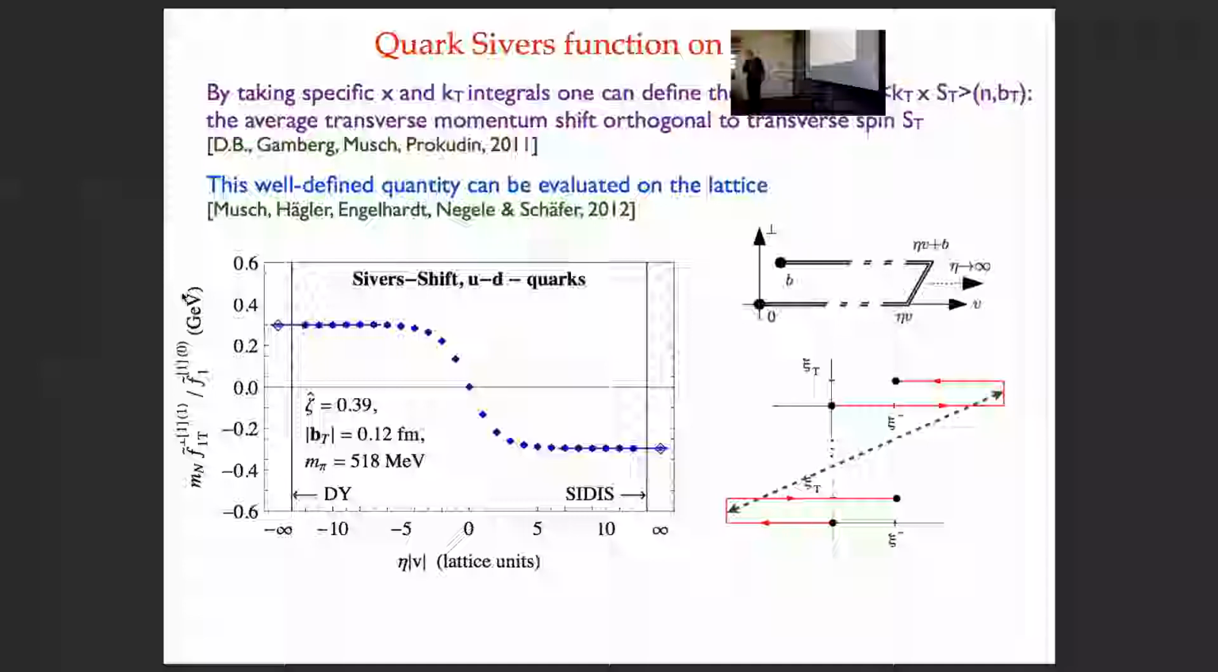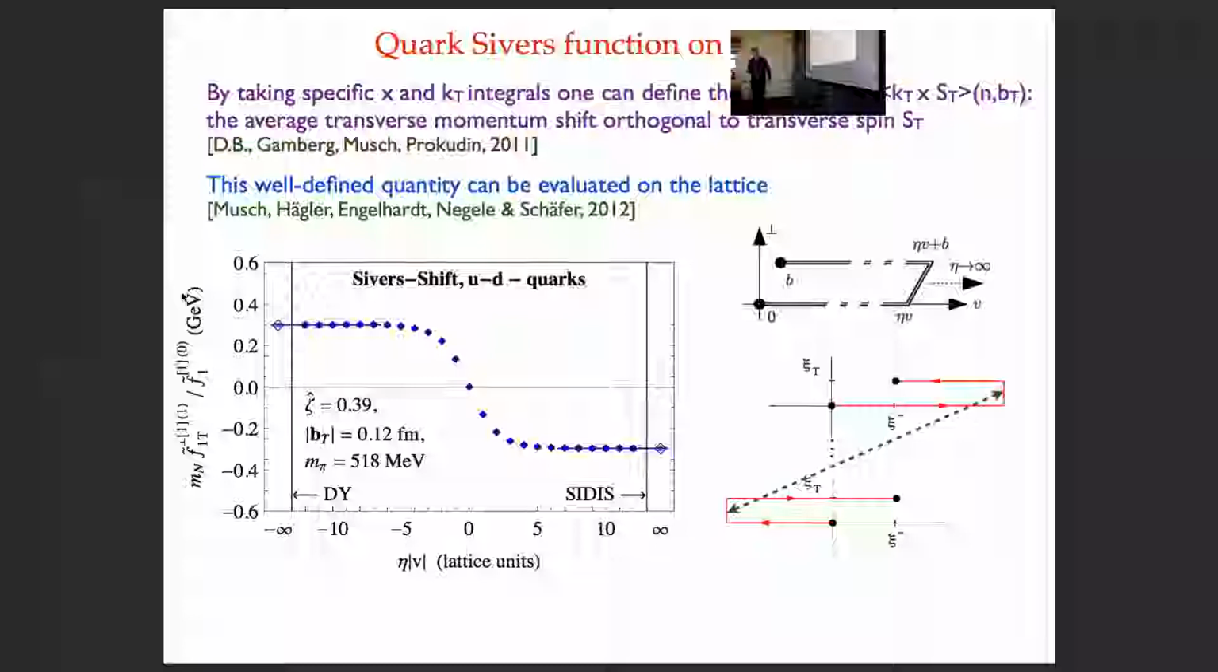It doesn't really matter. But instead of the Sivers TMD, you take some integrals of it and you get what's called a Sivers shift, the average transverse momentum shift orthogonal to the transverse spin. This is a well-defined quantity, finite, and could be evaluated on the lattice. And actually, when we were defining this, Bernd Musch was at the same time, without telling us, calculating it on the lattice. So when we had finished the paper, he immediately had the results. It was an interesting way of collaborating.